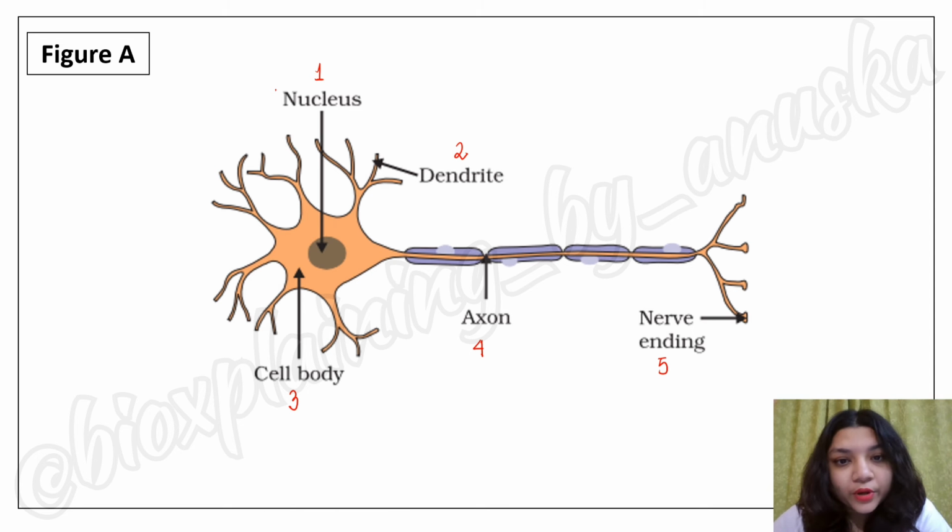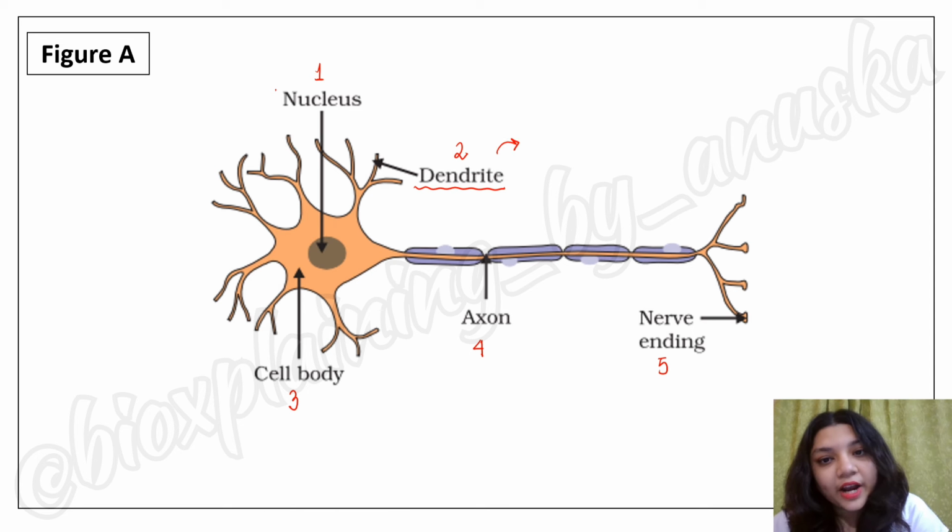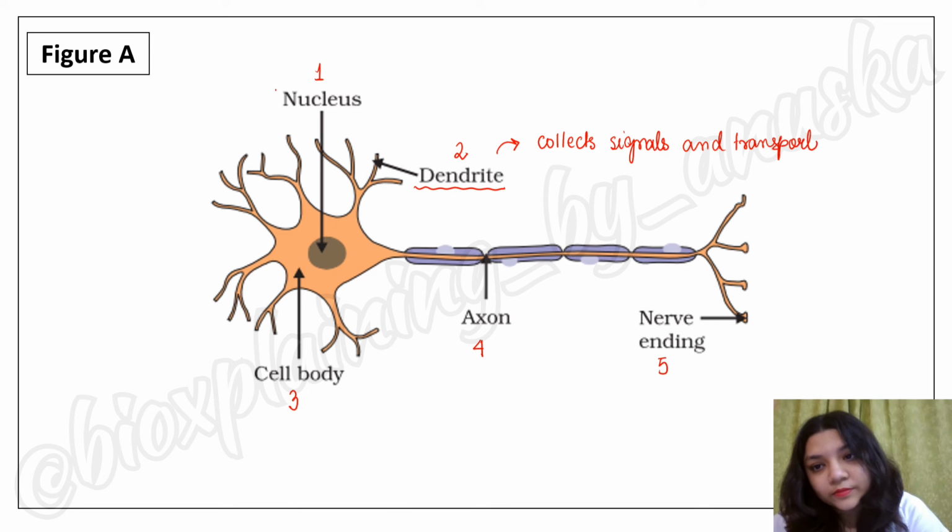Then number 2 is the dendrite. So what is the function of the dendrite? The dendrite will be collecting information. So we can say it collects signals and transports it to the axon. Okay, collect signals and transports to the axon.